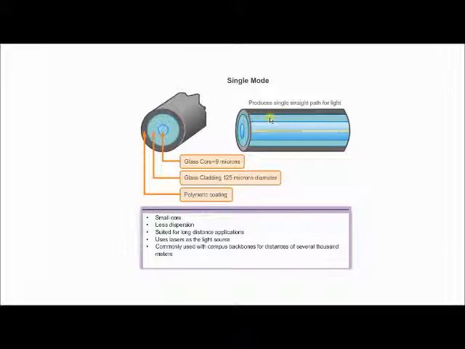Fiber optic cables are classified in two types. The single-mode fiber, which is when the core is very small, but uses expensive laser technology. It is used for long distance situations.